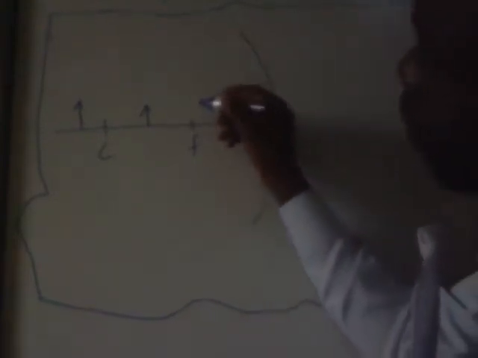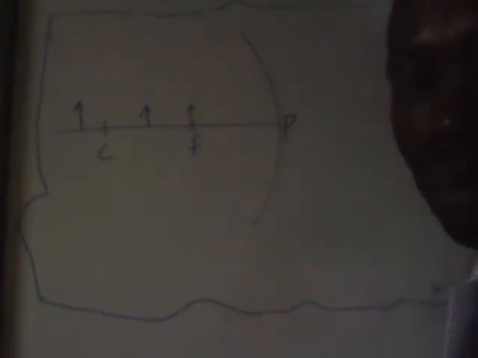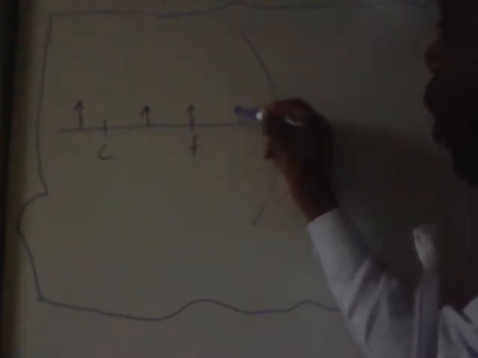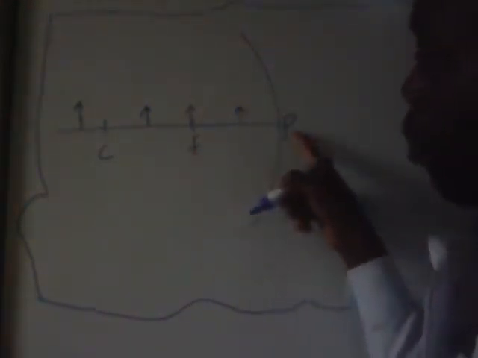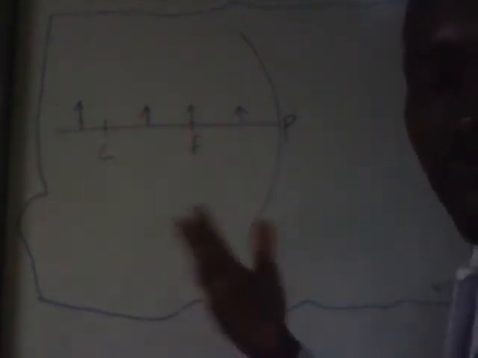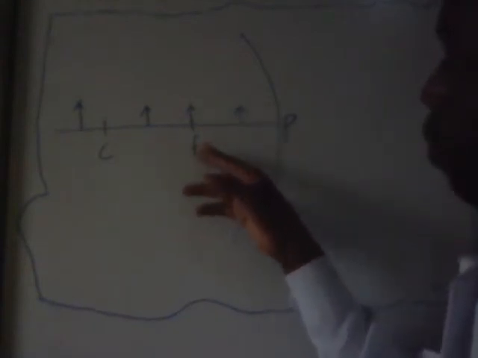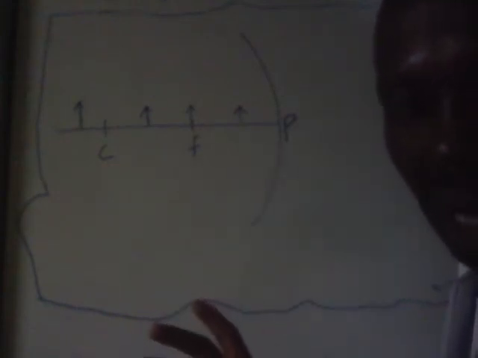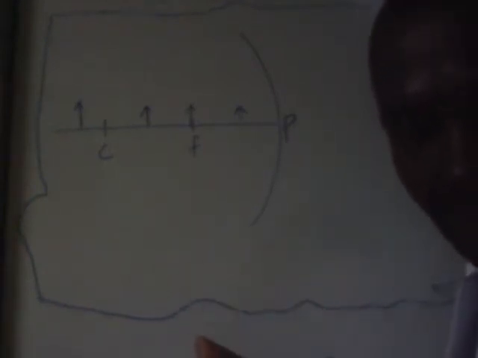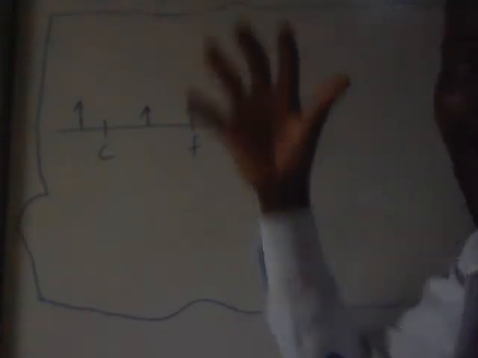If the object is at F, the image will form at infinity. If the object is between F and P, the image will not be real again. It will be virtual. And once it is virtual, it will not be inverted again. It will be erect, or upright. Then it will still be magnified, bigger.